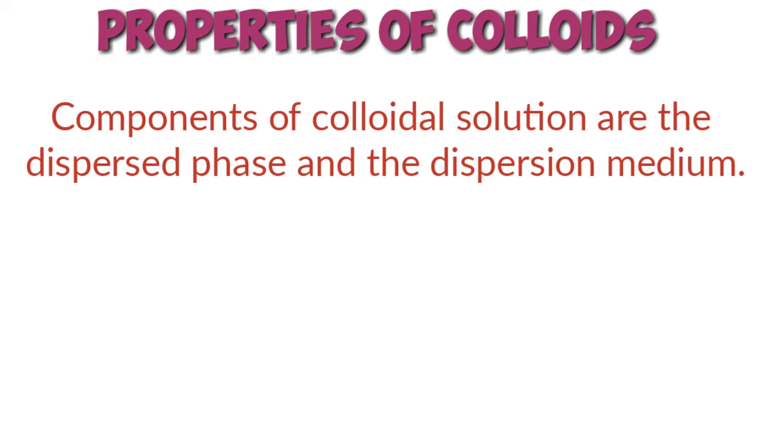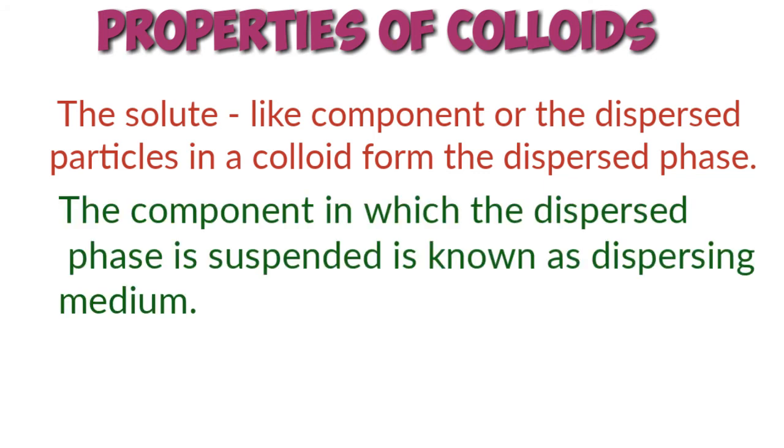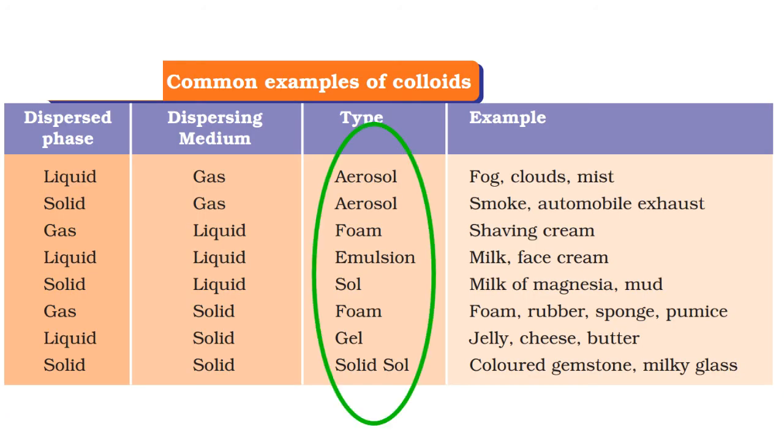The components of a colloidal solution are the dispersed phase and the dispersion medium. The solute-like component or the dispersed particles in a colloid form the dispersed phase, and the component in which the dispersed phase is suspended is known as the dispersing medium. Colloids are classified according to the state of the dispersing medium and the dispersed phase. The classifications are aerosol, foam, emulsion, sol, solid foam, gel and solid sol.